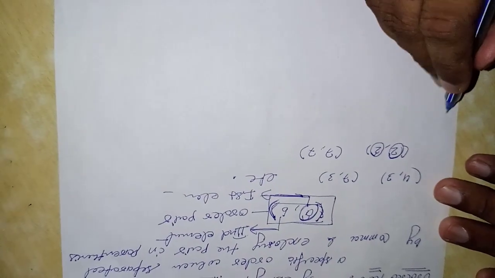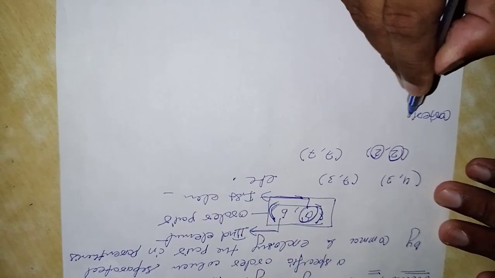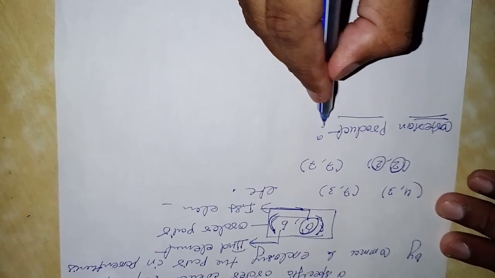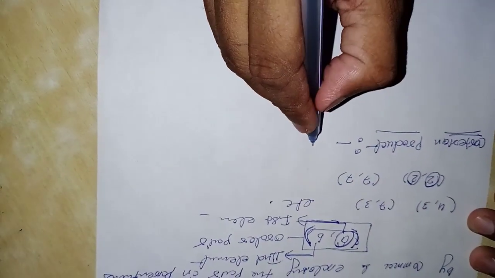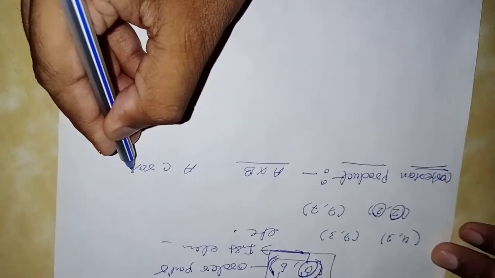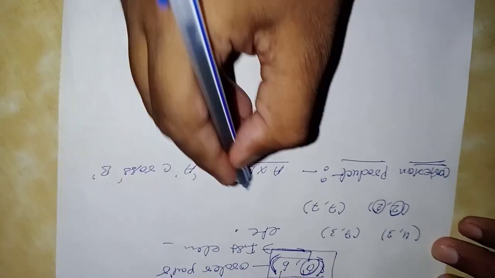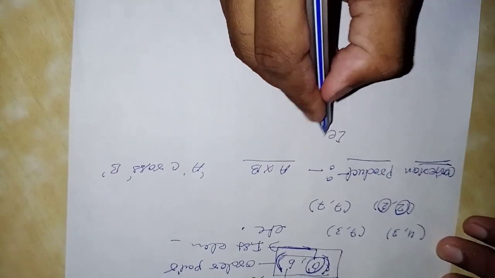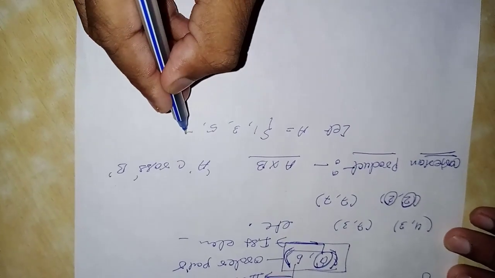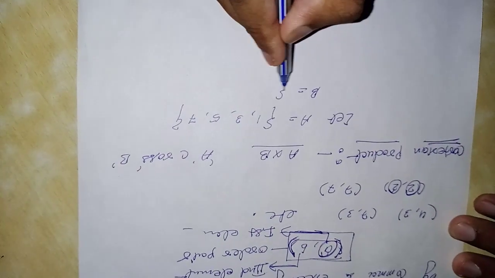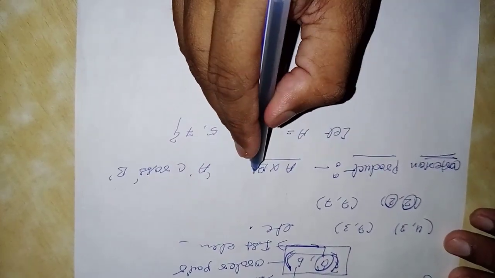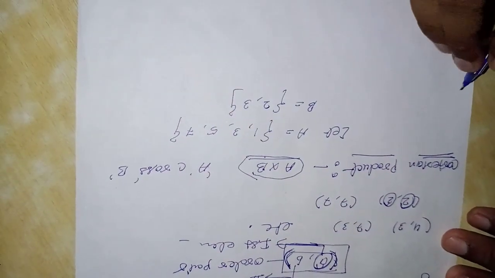Okay. Now comes the Cartesian product. What is the Cartesian product? The Cartesian product is denoted by A cross B, and it reads as A cross B. Let's take two sets. Let A be the set {1, 3, 5, 7}, and B the other set {2, 3}. Now we have to find A cross B, which is known as the Cartesian product.